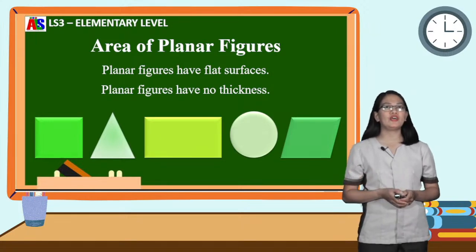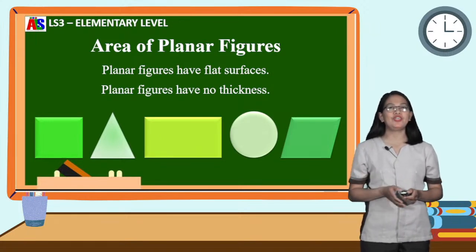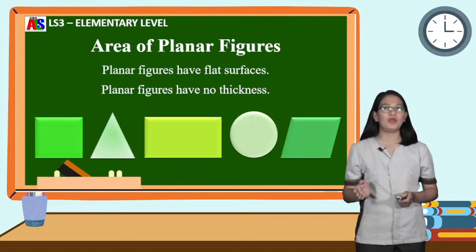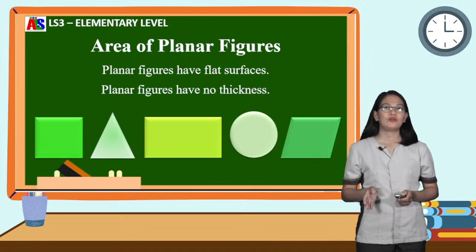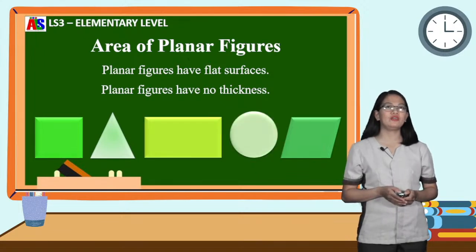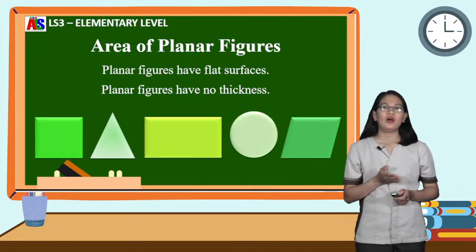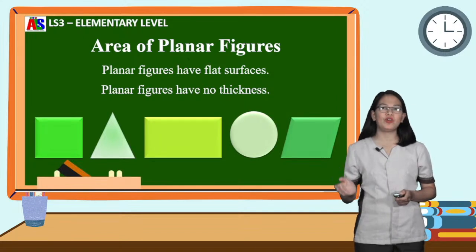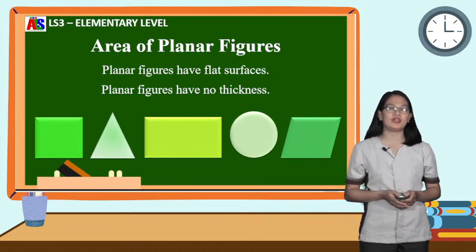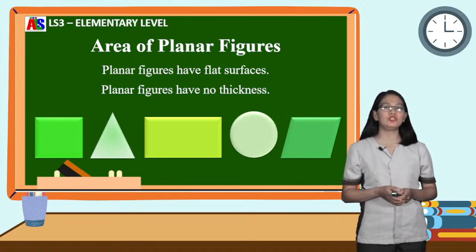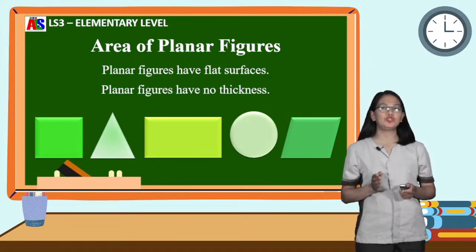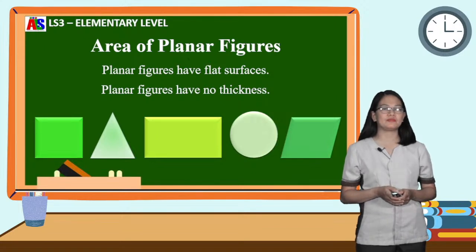Planar figures have flat surfaces. Planar figures have no thickness. We have square, triangle, rectangle, circle, and rhombus. All these shapes have different formulas for the calculation of their areas. Area is the amount of surface a two-dimensional shape can cover, measured in square units.